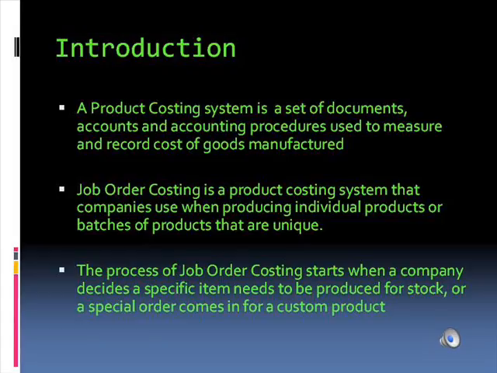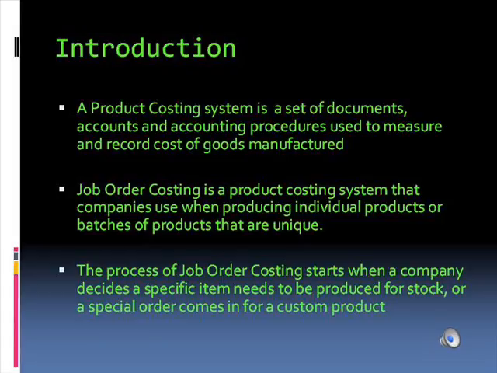We're going to be bringing you job order costing. We're going to give you a brief introduction real quick. And here we go. Our product costing system is a set of documents, accounts, and accounting procedures used to measure and record costs of goods manufactured.